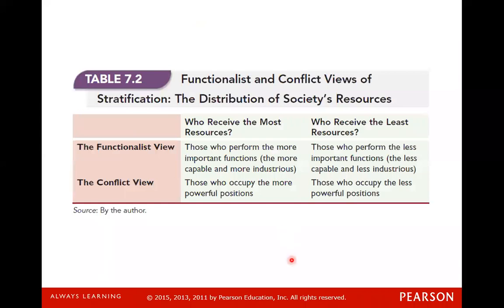Now, if you look at the summary of this one, the functionalist versus conflict view of distribution of resources. The functionalist view is that those who perform the more important function, who are more capable, more industrious, more hardworking, they are the ones who receive most of the resources, right?